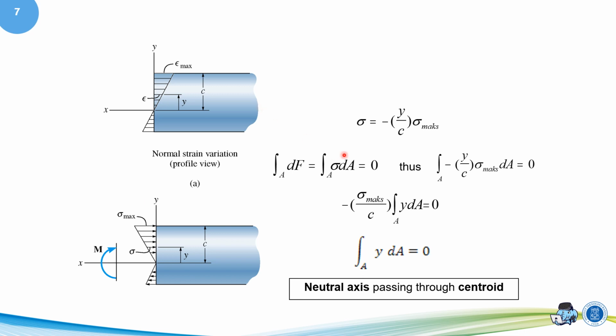Then, if we do the integration of the stress at the cross-sectional area, like this, what we will get is this particular equation. This particular equation is actually the same as the centroid equation. That's why from this, we know that the neutral axis is passing through the centroid.